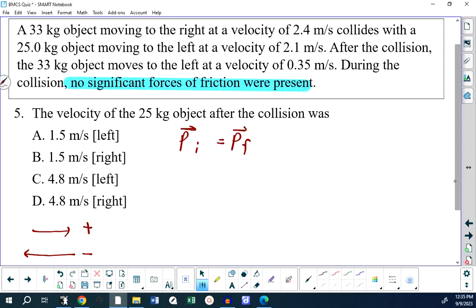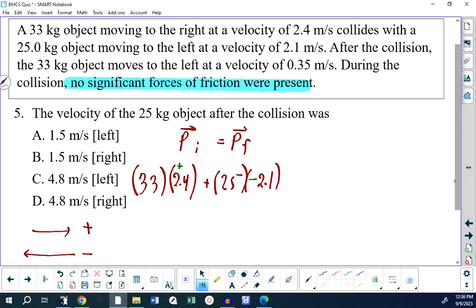I'm going to put in the momenta. MV for the 33 kilogram object before would be 33 times 2.4. It's moving to the right, so if you want to be clinical about it, we could write plus there. We could say it's positive. It collides with initially a 25 kilogram object that is moving to the left at 2.1 meters per second, which means that is a negative velocity, and we need that in there.